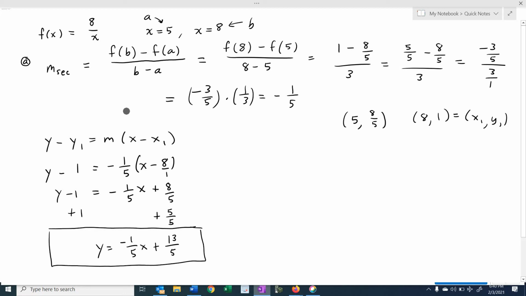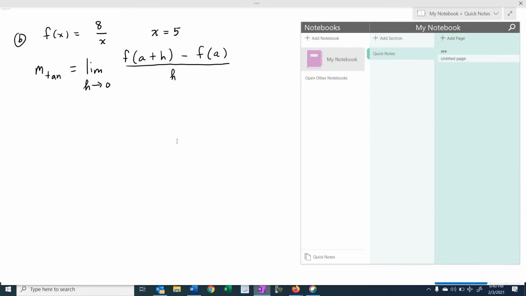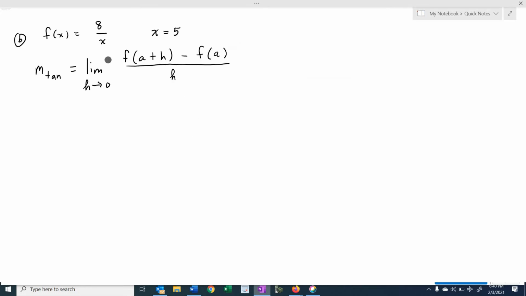Okay, so that's how you work out part A. On part B, we're supposed to find the equation of the tangent line that goes through this 1 point, x is equal to 5. So what's a little bit different about this is the slope of the tangent line is given by this formula, which is a limit. Okay, and so we need to find that first, but once we find the slope of this tangent line, then we can just use the point slope formula to find the equation of the tangent line.